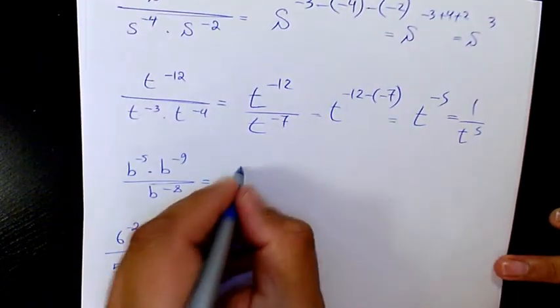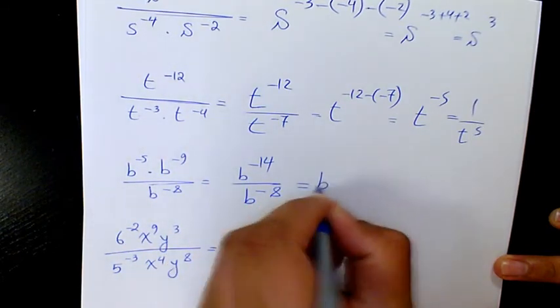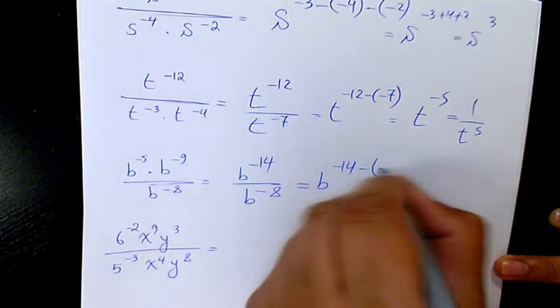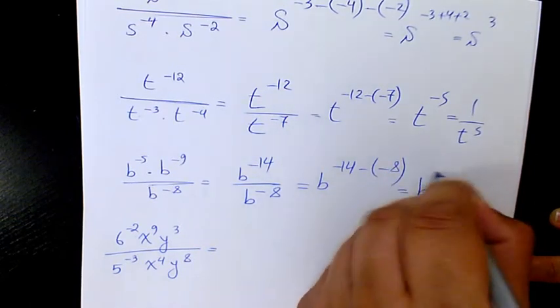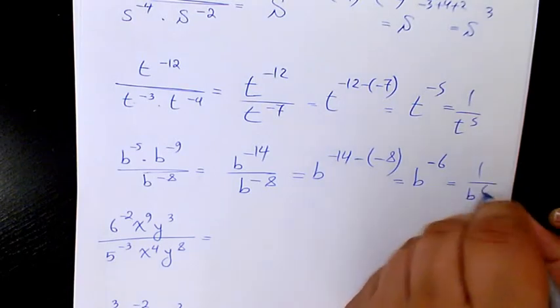Next one, b to the power of negative 14 divided by b to the power of negative 8 is going to be b to the power of negative 14 minus negative 8, which is going to be b to the power of negative 6. Or 1 over b to the power of 6.